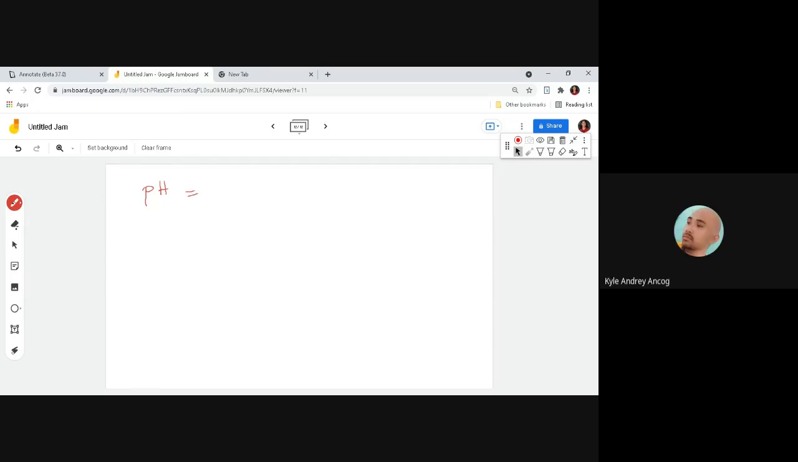Hydrofluoric acid, HF. It's a weak acid, no? If we have HF, what will be the conjugate base? Fluoride ions. We will have H3O+ plus F minus.